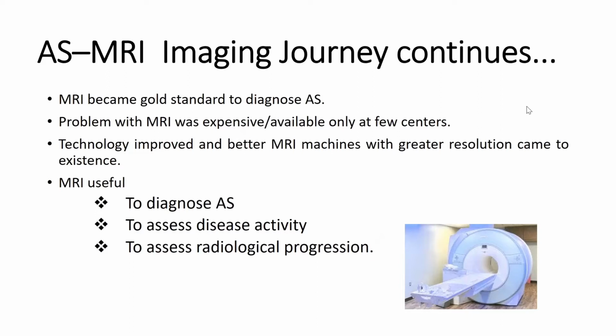So MRI became the gold standard to diagnose AS, assess disease activity, and assess radiological progression. But one thing which I saw as a rheumatologist as the time flew by, the MRI technology improved and better MRI machines with greater resolution have come into existence now. Initially, the problem with MRI was it was expensive and still continues to be expensive. It was only available at a few centers. Now throughout the country, most of all the metro cities and the other towns have MRI facilities available, and the cost of doing an MRI also is reasonably coming down. So we are blessed to have MRI machines in the country, and I should thank science for getting an MRI machine into this country. Next slide, please.